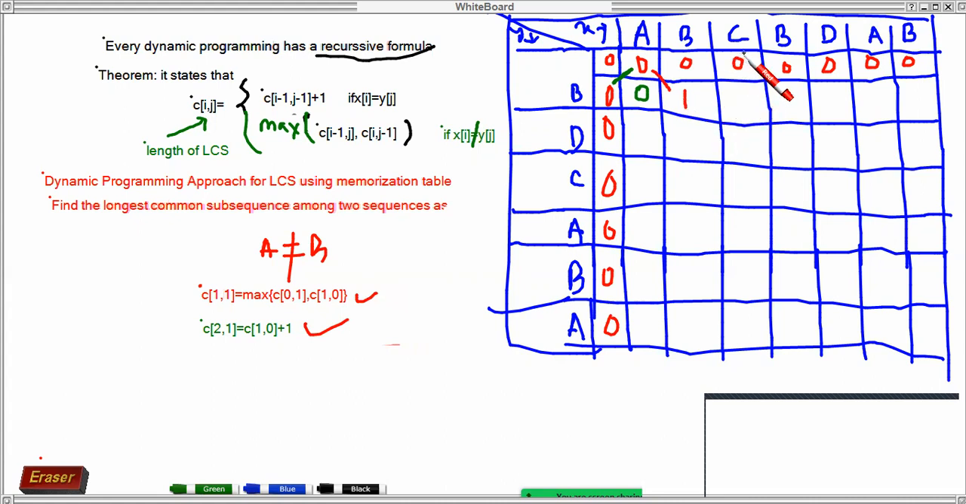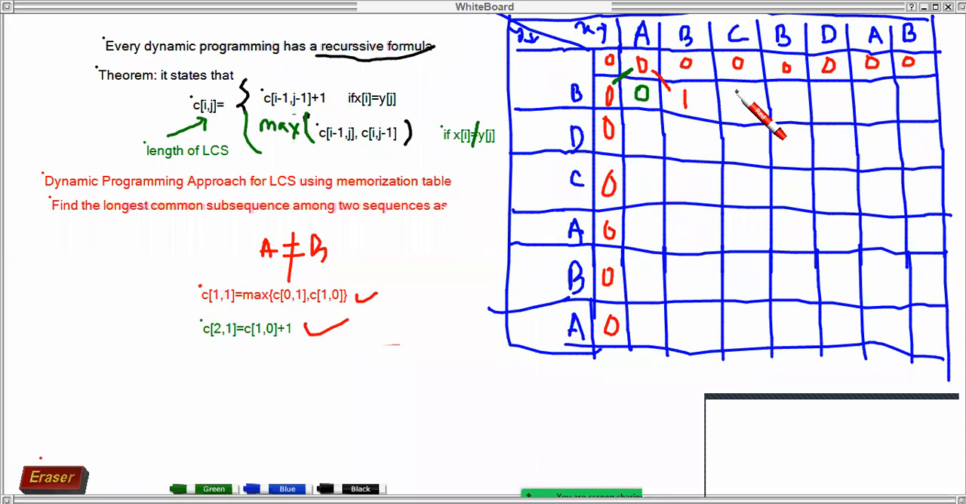Next C. Okay. Anybody? C and B. Is it same? CB is not same. So when it is not same, what do we do? We go for the maximum. So the value will be how much? We will choose the maximum of what?